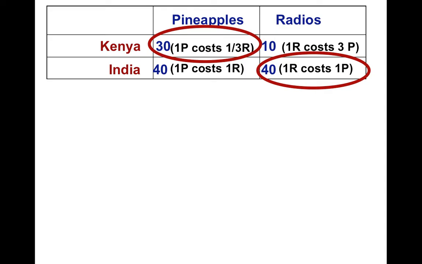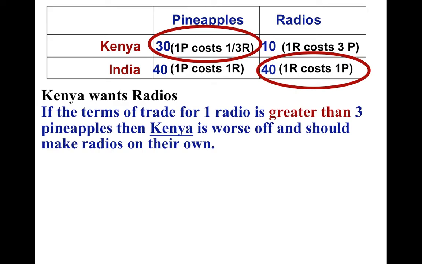Let's take a look at trade agreements, trade deals. So Kenya is producing pineapples, which means that they want radios, and India is producing radios, which means they want pineapples, so they can make a trade. Now, if the terms of trade, this is what this says, if the terms of trade for one radio is greater than 3 pineapples, then Kenya is worse off and should make radios on their own.